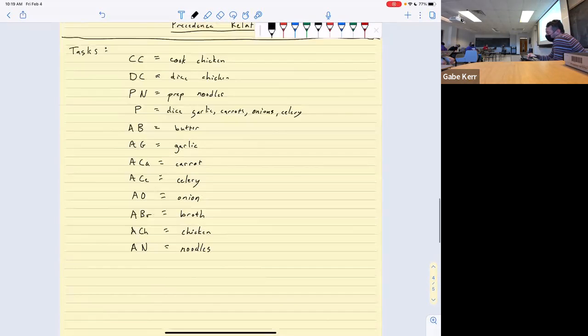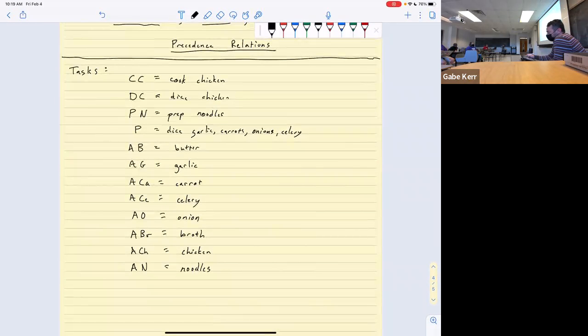So listen, precedence relations. Do you add the celery before you cook the chicken? There's also 2 other tasks, which is taste and season. All right, I'm going to give you guys a real lesson in precedence relations on Monday. You can study for this, though. Very important, the order of operations.